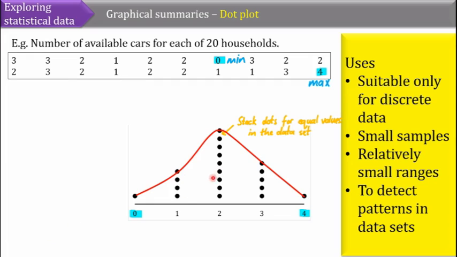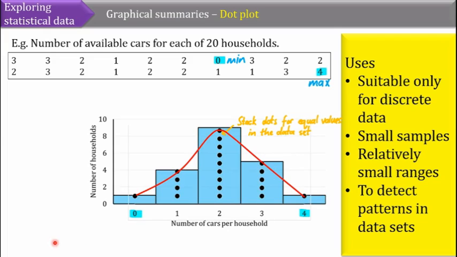Now, previously we looked at a dot plot, and this was the example we considered, and we saw the advantages and disadvantages. Mainly it's used to detect patterns in datasets, but it's only really suitable for small samples and small ranges. So a small range like from 0 to 4.